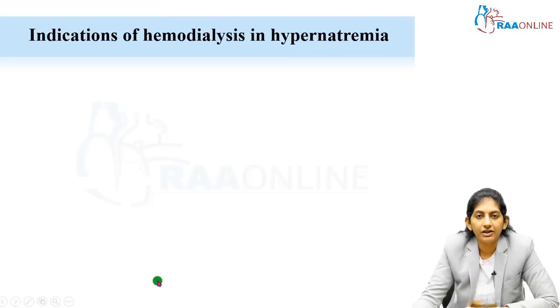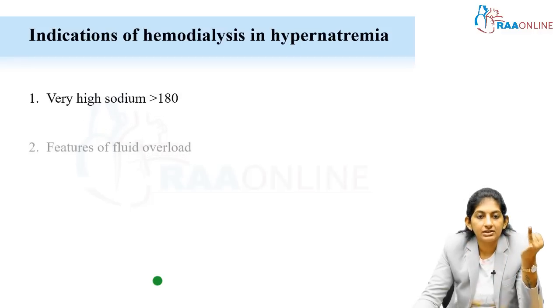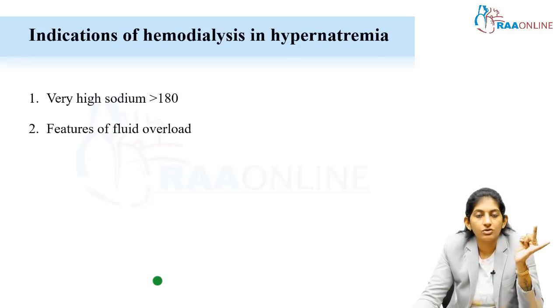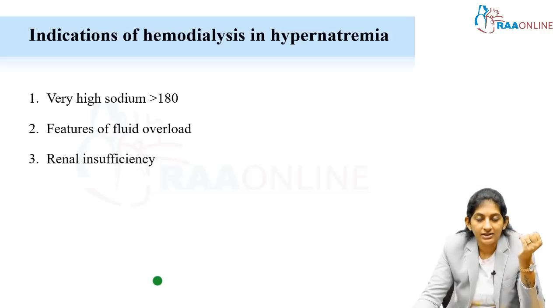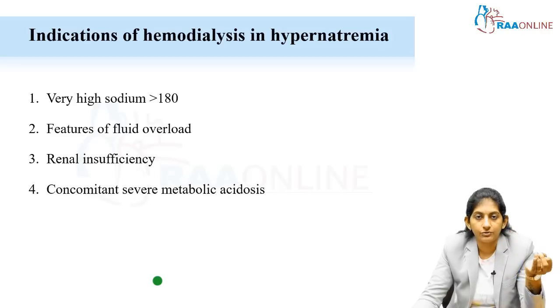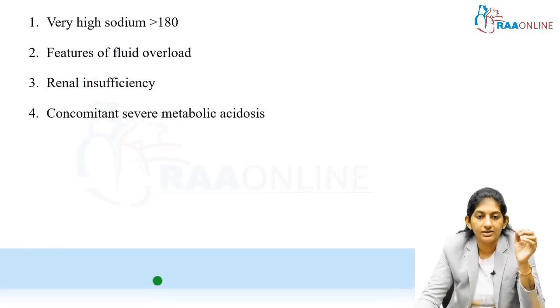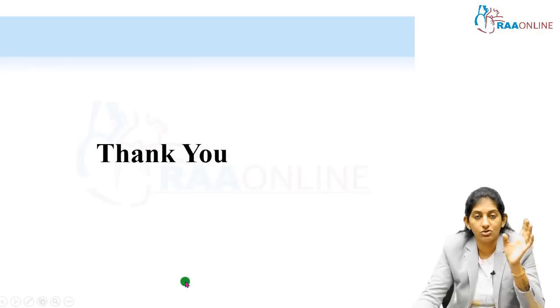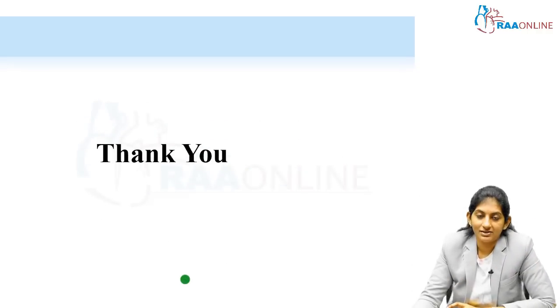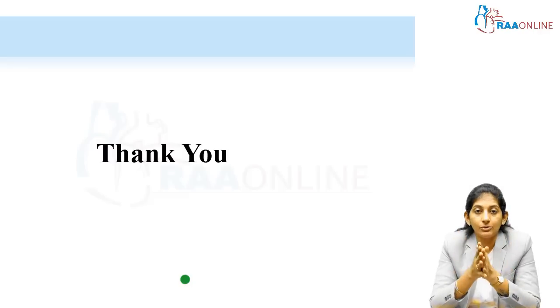Now, finally, if you have tried all the measures and the serum sodium is continuously more than 180, then we can do hemodialysis. Next, when there are features of fluid overload which are not responding to your oral diuretics, and you have started IV diuretic infusion and it is not responding, then we can go for hemodialysis. If there is accompanying renal insufficiency, of course, we have to go for hemodialysis, and for severe metabolic acidosis also, hemodialysis is the answer. So with that we come to the end of this discussion on hypernatremia.